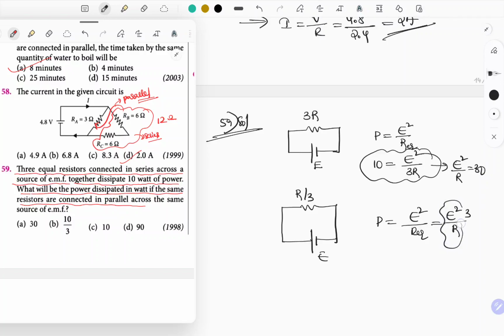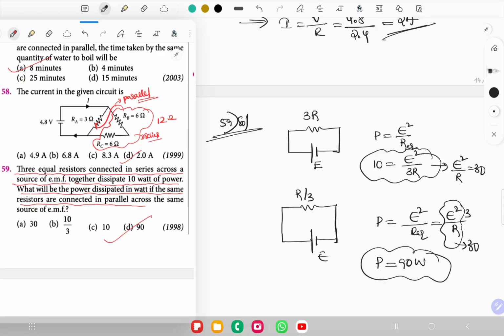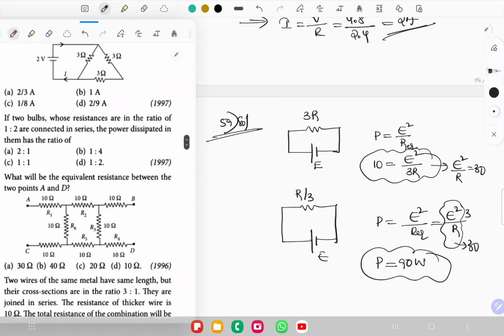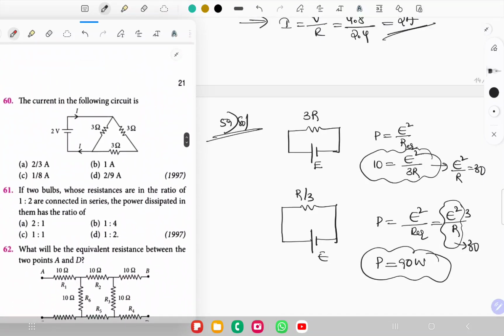So let me replace this. E square by R is equal to 30. Then power is equal to 90. So this value is replaced as 30. 30 into 3, 90 watt. Which option? Option D is the correct answer. Got it? Okay, so let's move on to the other.